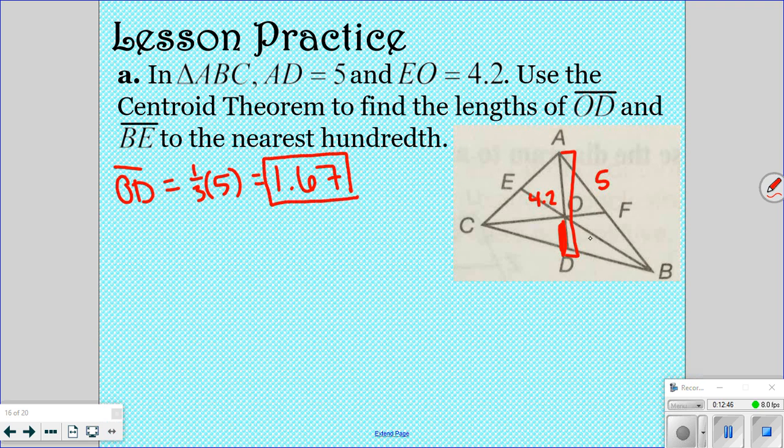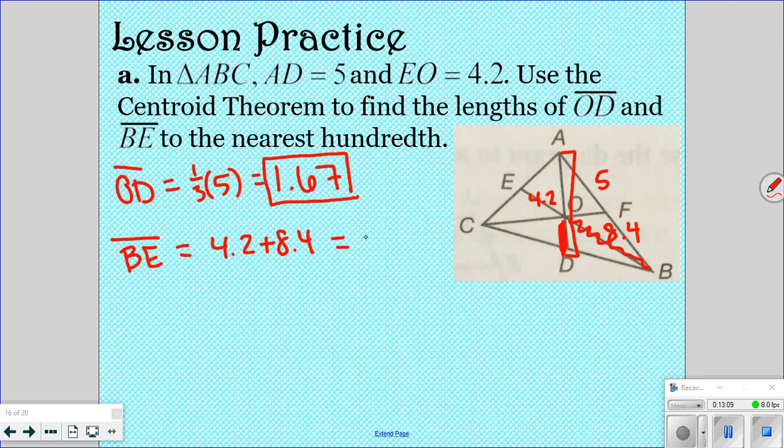And then it wants us to find the length of BE. So this is the 1/3 part. This part is the 2/3. So it's twice as much as this. So if this is 4.2, this one is going to be 8.4. And so BE is going to be 4.2 plus 8.4, which is 12.6. So that would be your answer for that one.